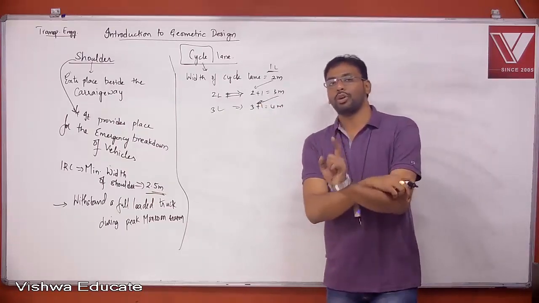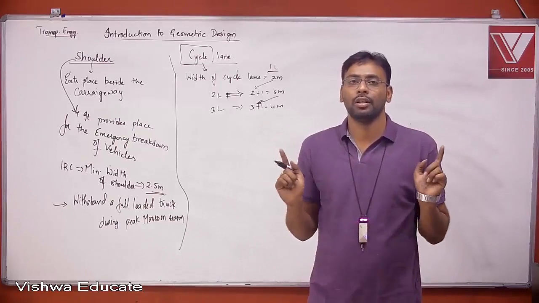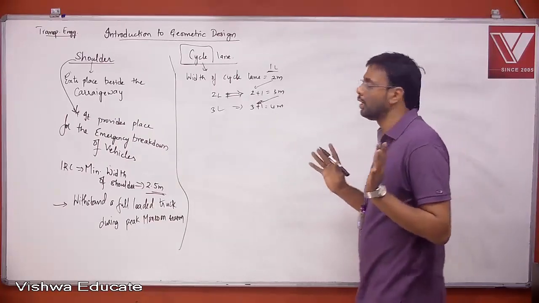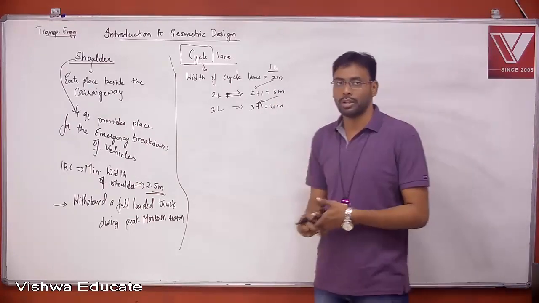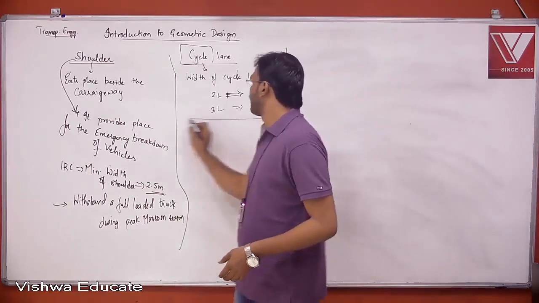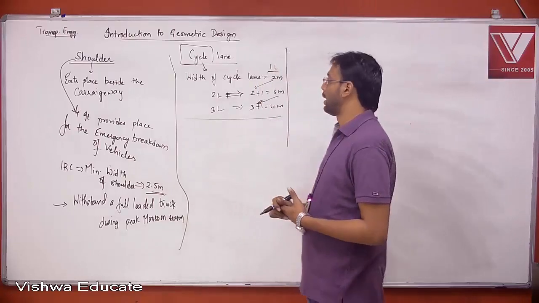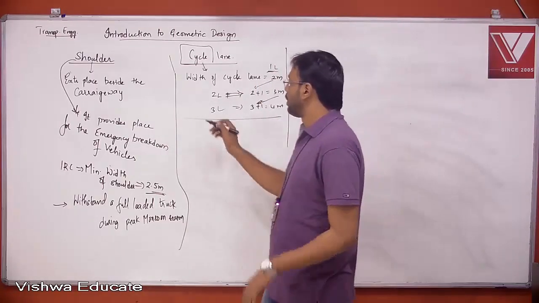If they ask you the width of a single cycle lane, a single lane for a cycle is 2 meters. 2 lane, it is 2 plus 1, 3 meters. 3 lane, it is 3 plus 1, 4 meters. Right? So that is how we find the width of cycle lane. Next one is guardrails.